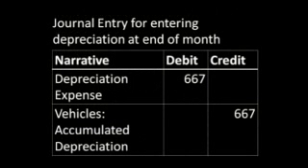Assume we are making an entry for the month. We debit the expense account with $667. We credit the accumulated depreciation account with $667. The second method of recording depreciation is to use a method which is referred to as the double declining balance method. In simple mathematical terms, the rate of depreciation is twice the straight line method and is applied to the new book value each year.